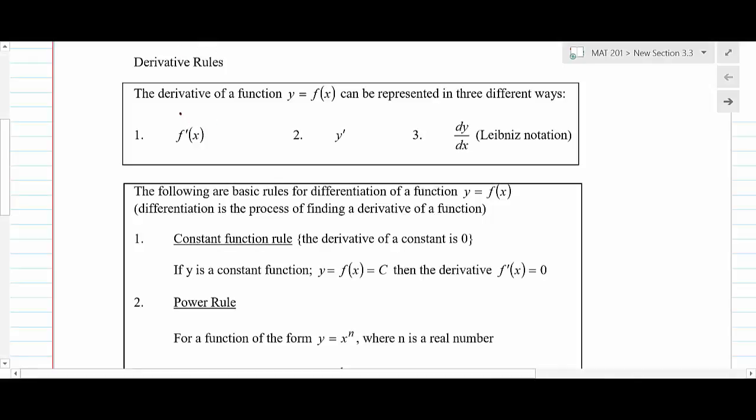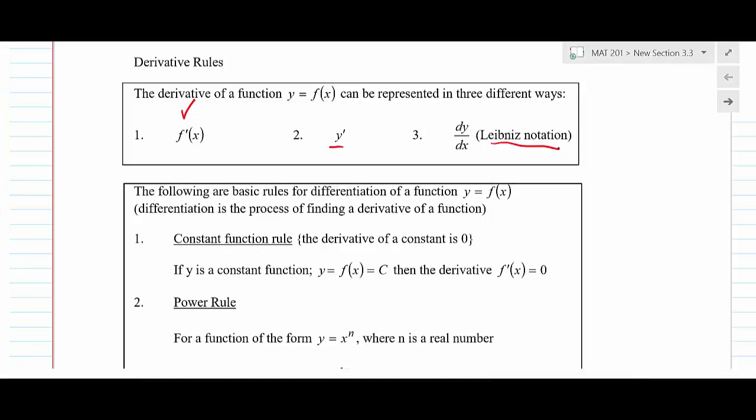So far about all we've seen is f prime of x. You can also say y prime, or you can do this. I don't think we've seen this yet. We call this Leibniz notation. That's the notation that Gottfried Leibniz came up with.